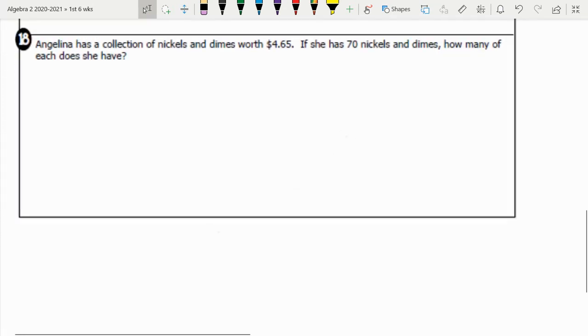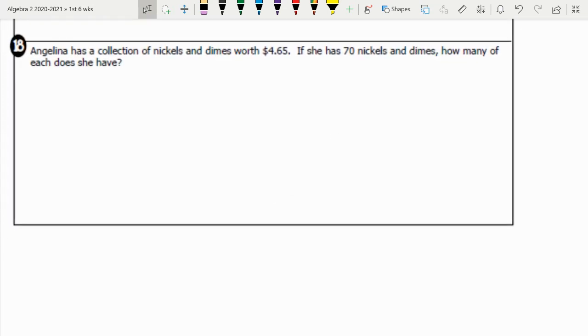Right here, Angelina has a collection of nickels and dimes worth $4.65. If she has 70 nickels and dimes, how many of each does she have? Okay, so the 70 is a total of those things. So we've got to be careful with this. Angelina has a collection of nickels and dimes worth $4.65.